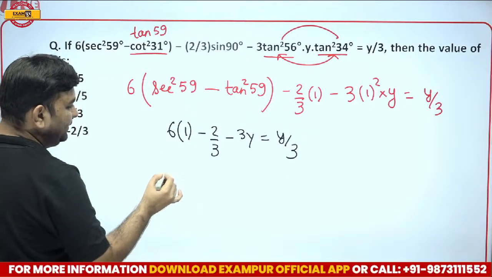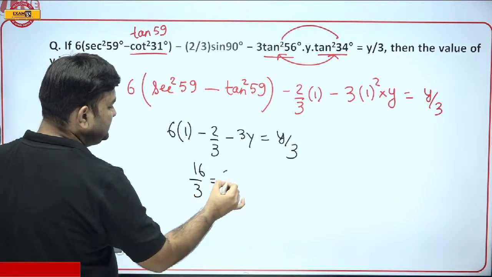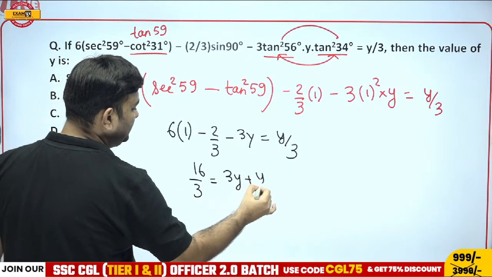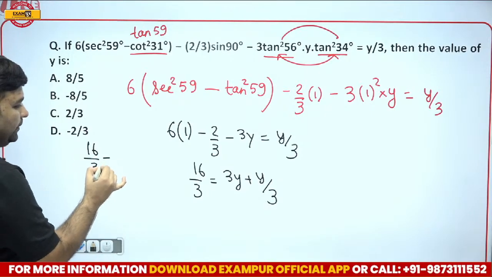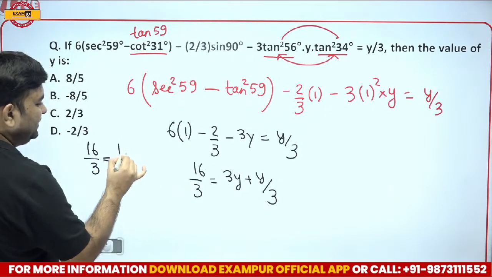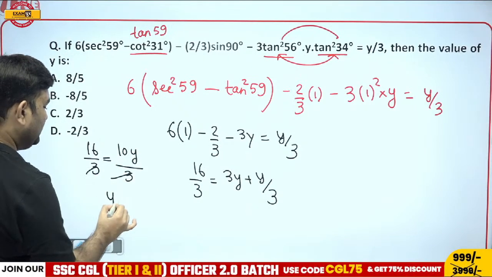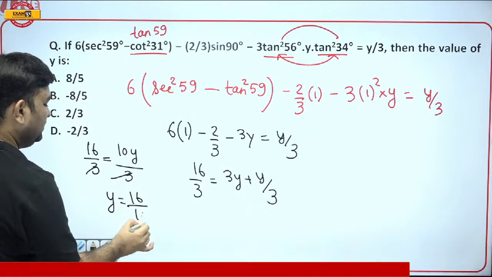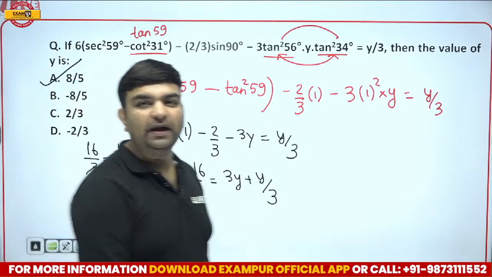Six minus 2 by 3. 18 minus 2, 16 by 3 is equal to 3 by plus y by 3. 16 by 3 is equal to 9 plus 10y by 3. y is 16 by 10, which is 8 by 5.